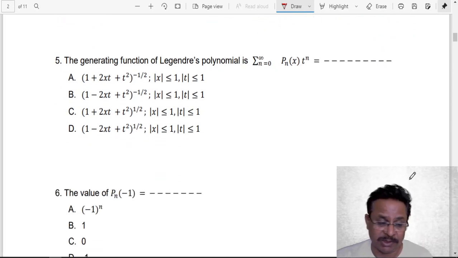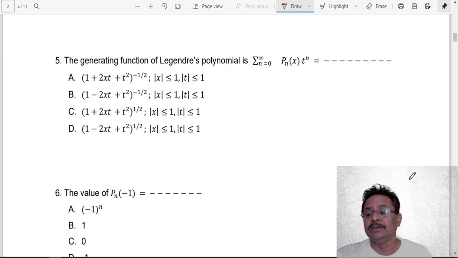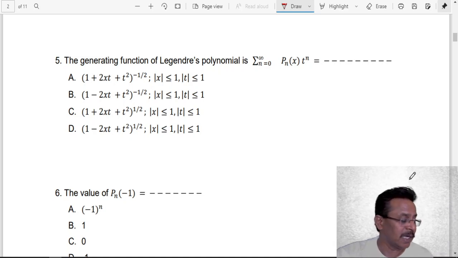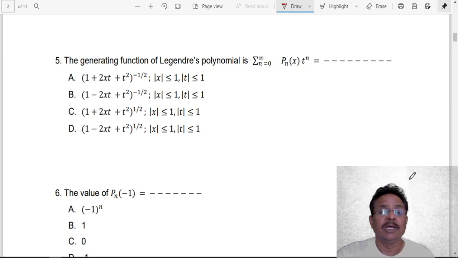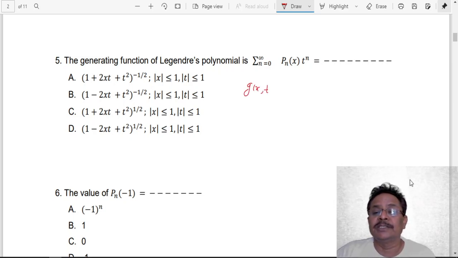Let's come to the next question, question number 5. The generating function of Legendre polynomial is the summation over n equal to 0 to infinity of Pn(x) t raised to n, equal to dash dash. Now I have to identify the exact generating function here. This generating function is given to be g(x,t). It is a function of two variables x and t, and this function is given to be (1 - 2xt + t^2) raised to minus half.